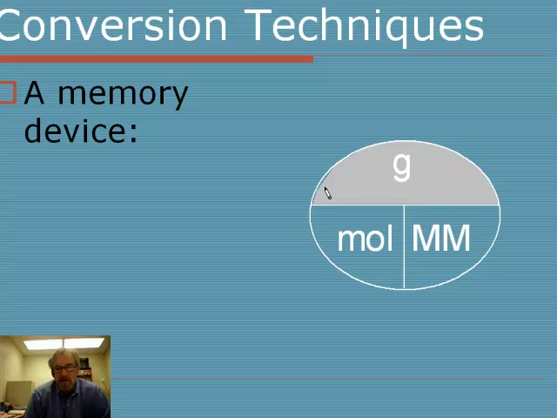For example, if I cover up grams, this tells me to find grams, take moles and multiply by molar mass. If I wanted to find molar mass, I would take grams and divide by moles. If I needed to find moles, I would take grams and divide by molar mass. So that's another technique that you can use to convert from grams to moles.